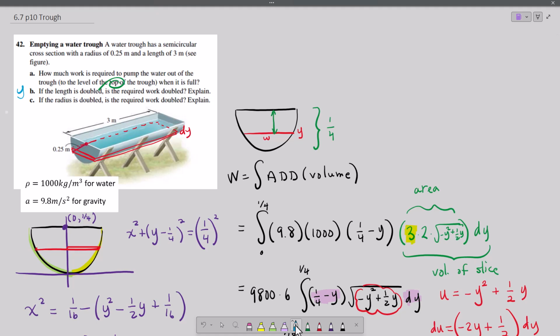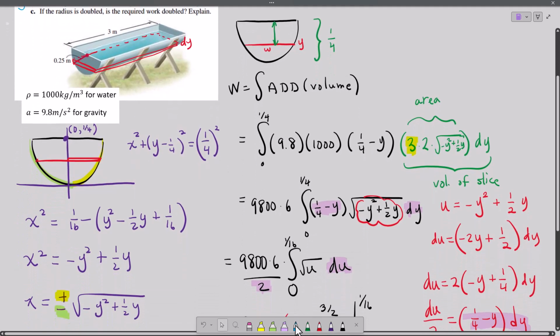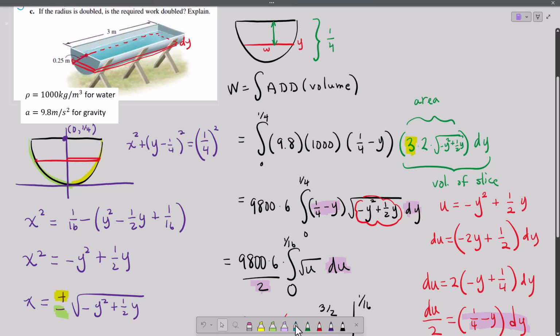If the radius is doubled, is the required work doubled? If that radius is doubled from 1/4 to 1/2, then we're going to have a trough face that's, oh, I called that a trapezoidal. Why did I call it a trapezoidal trough? That's a semicircular trough. If we double the radius in this semicircular trough, do you think that doubles the work?